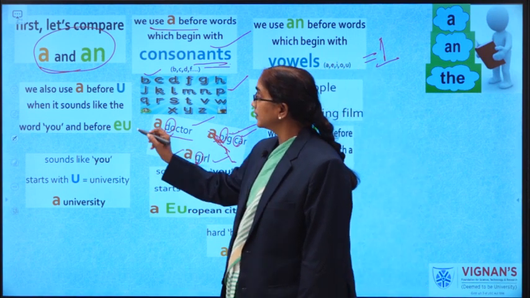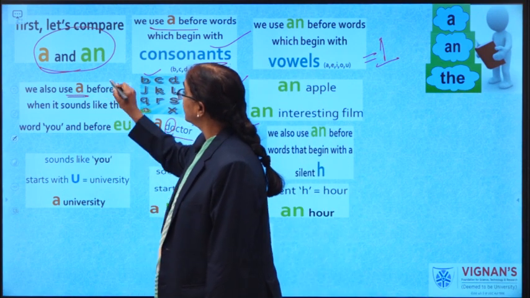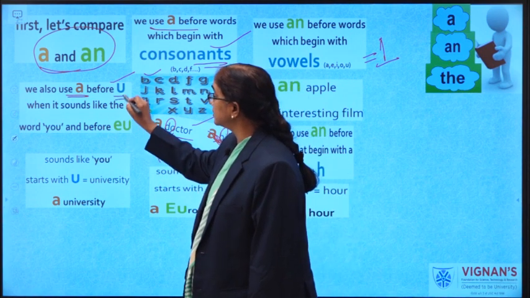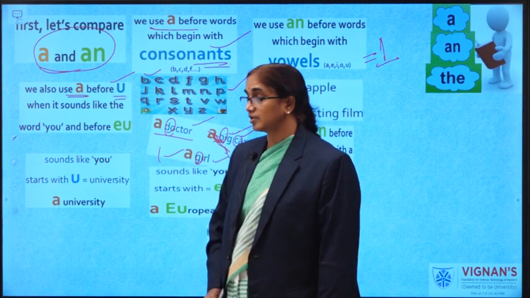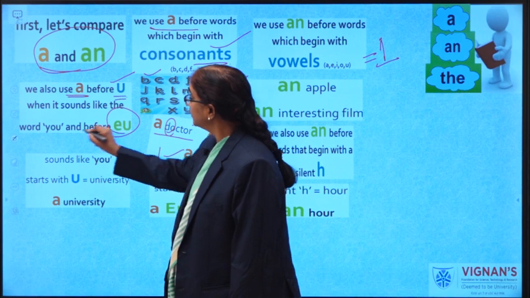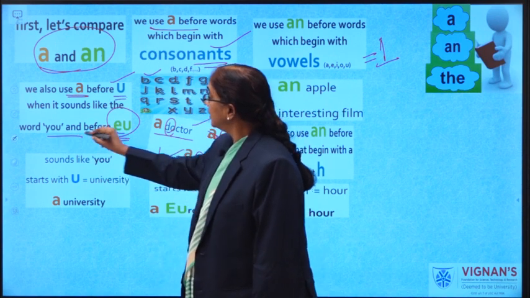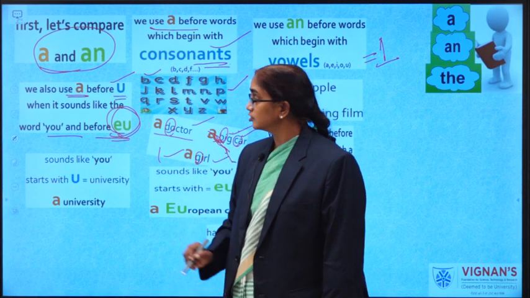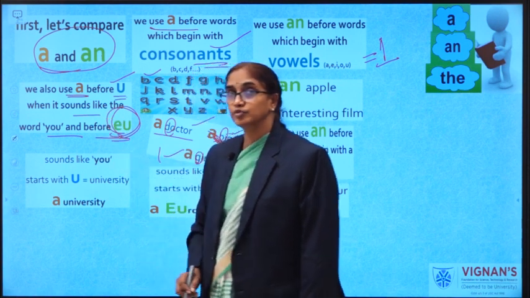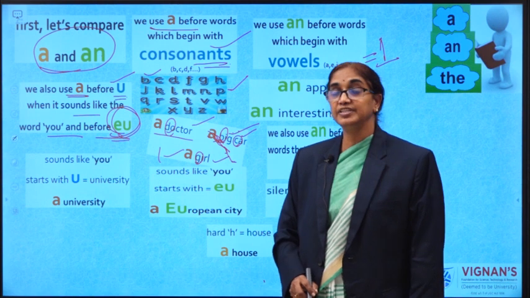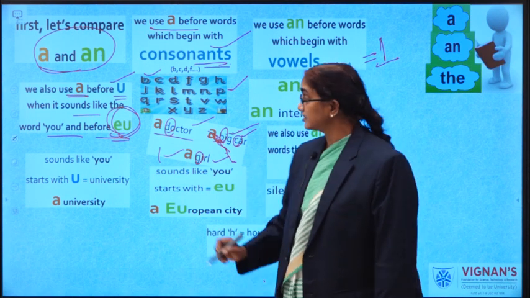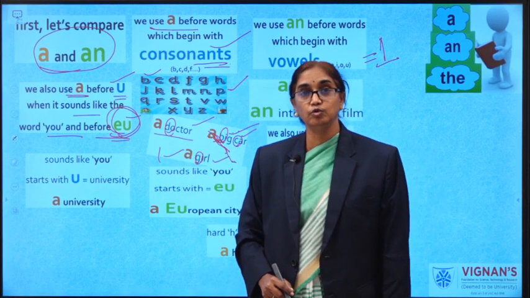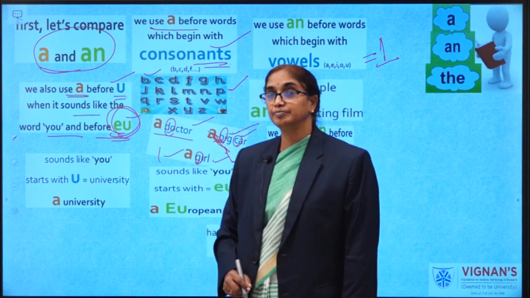We also use the indefinite article a before nouns which start with a U, because U here is not a vowel sound. U is a consonant sound. Look at the way it is pronounced. We don't say E, we say U. U means ya. So this is a consonant sound. So we use, for example, a university. But when we are talking about an umbrella, that starts with a U, but it has a vowel sound. An umbrella, but a university. So this is something you need to keep in mind.